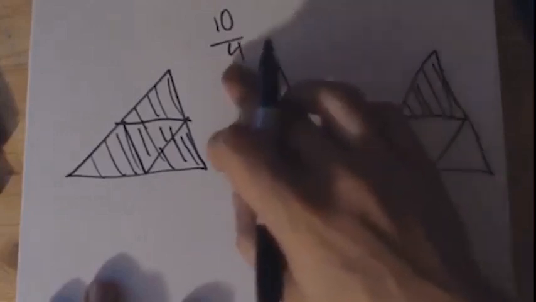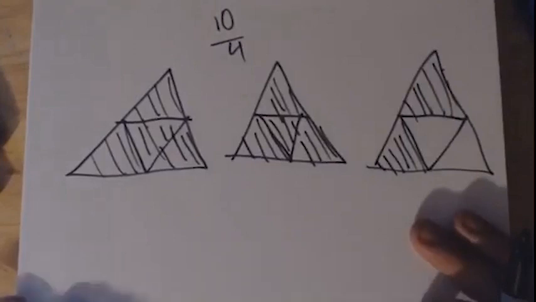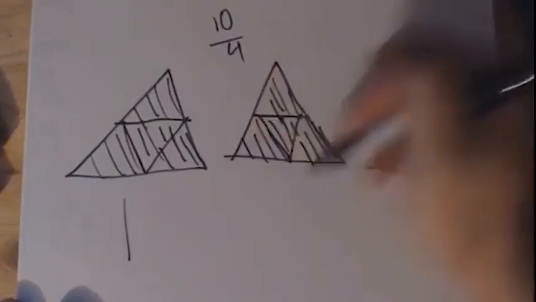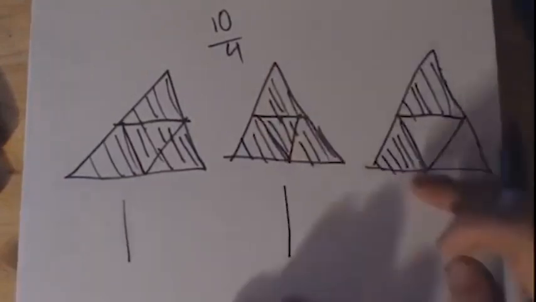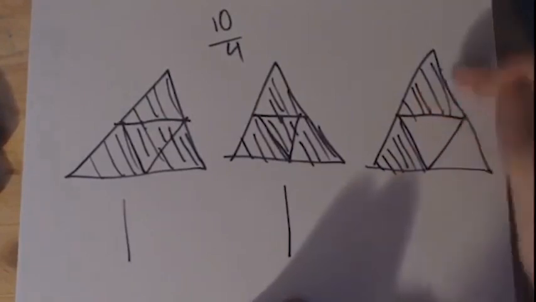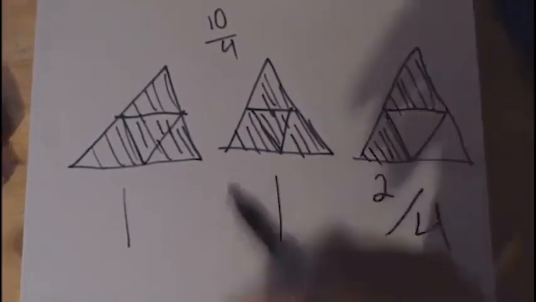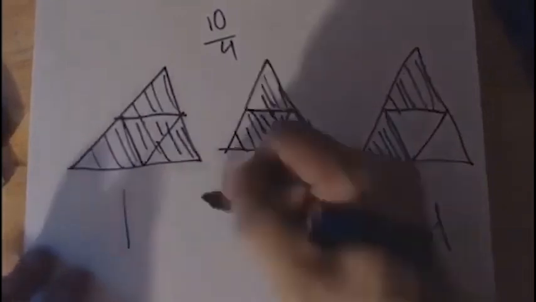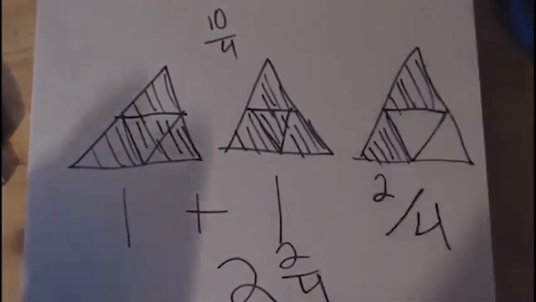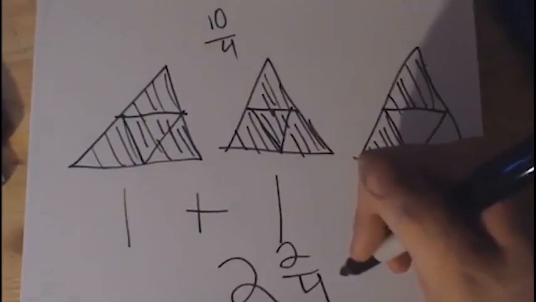But there's another way to think of 10/4 when it's drawn out like this. This is a whole piece, one whole. This is another whole piece, one whole. This is 1, 2 out of 1, 2, 3, 4. One plus 1 is 2, and 2/4. So 10/4 is the same as 2 and 2/4.